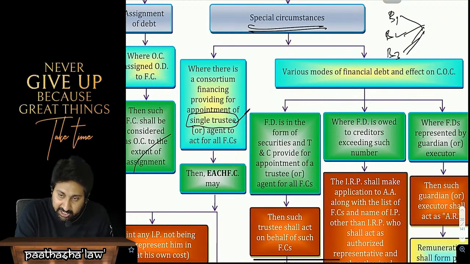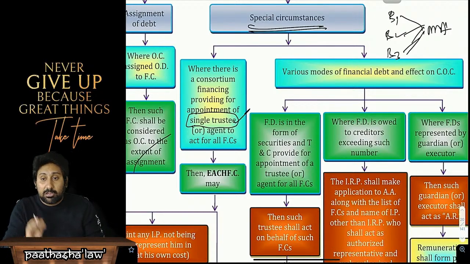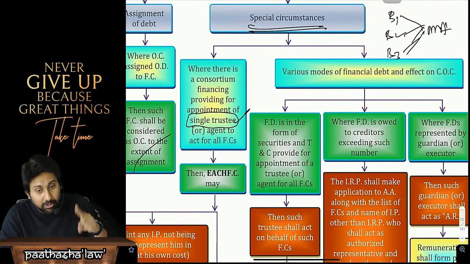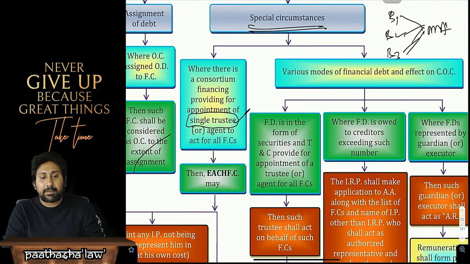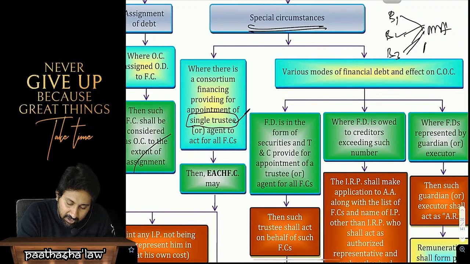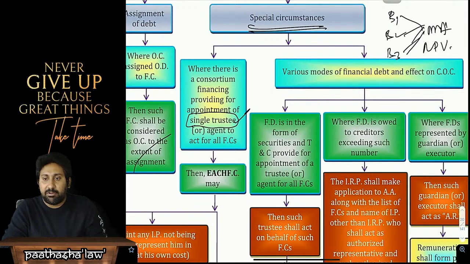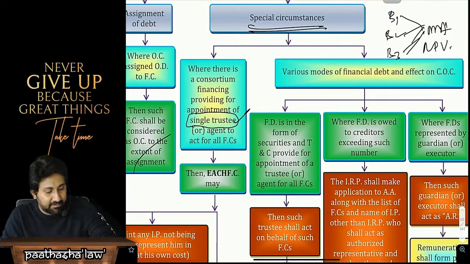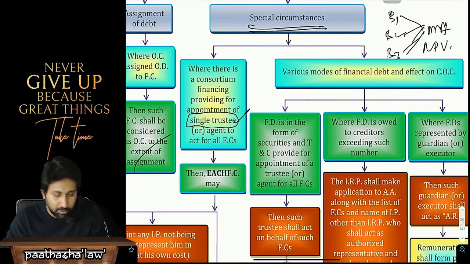That one single trustee is, let's say, Mr. A. Mr. A will be an authorized representative for whom? For all three, Bank 1, Bank 2 and Bank 3. That person is the only single trustee. This person only will do the RPV work.